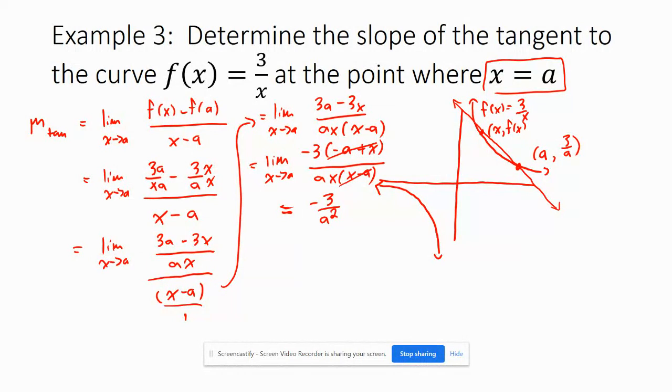In other words, if I put a equal to 1, that would be 1 comma 3 over 1, so 1 comma 3 would be my point. Negative 3 over 1 squared would be negative 3. That would be the slope of the tangent at that point. Okay, hope this makes sense.